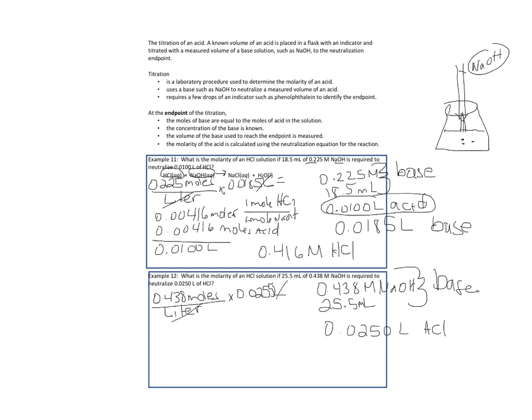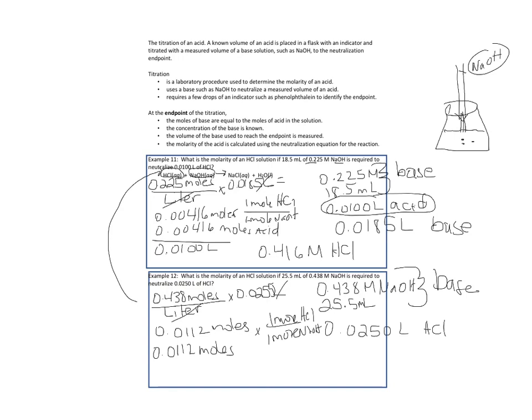So 0.0438 times 0.0255 tells me I have 0.0112 moles of base. Next step, mole-mole ratio. Looking at the above equation, our balanced equation up here, this is a 1-to-1 relationship. So for every 1 mole of NaOH, we have 1 mole of HCl. Okay, that means that we have 0.0112 moles of acid.